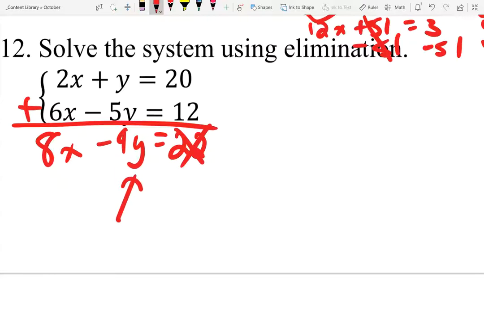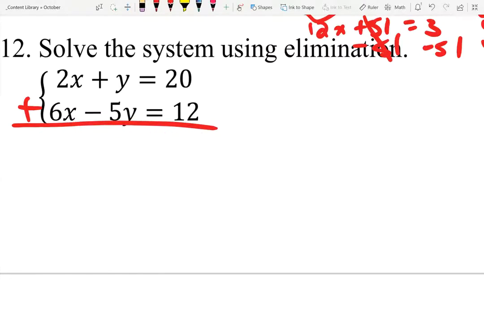But notice, I did not cancel out y. It's still here. I did not cancel out x. It's still here. So we can't add them together the way they're written. We have to make some modifications. So there's a couple things that I can do.